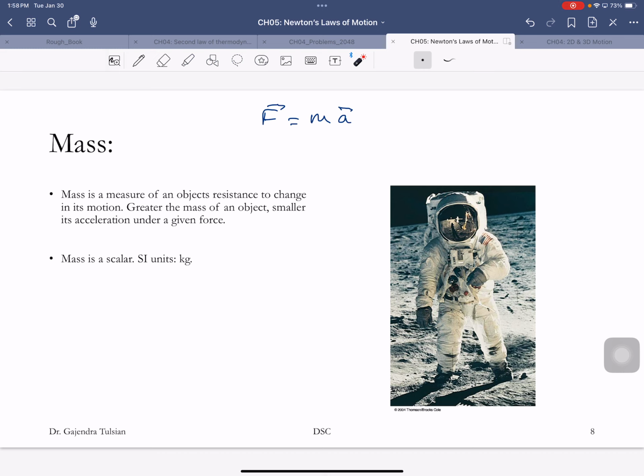That's not true. You could multiply by a second order tensor, but we won't get into that. So that's right. Greater the mass, smaller your acceleration.